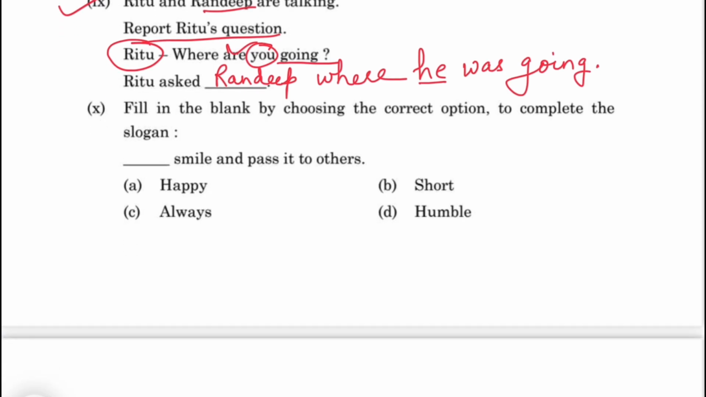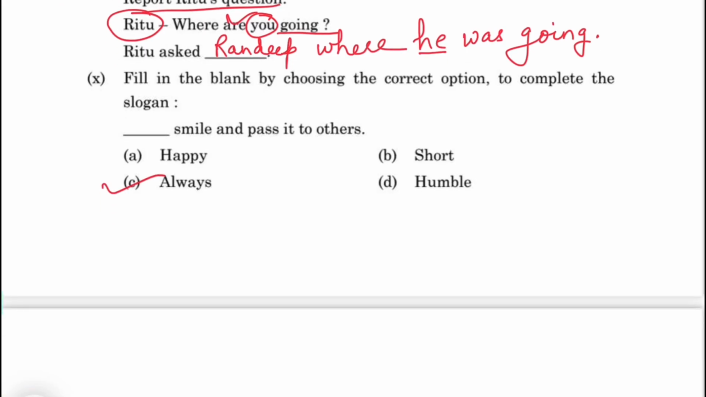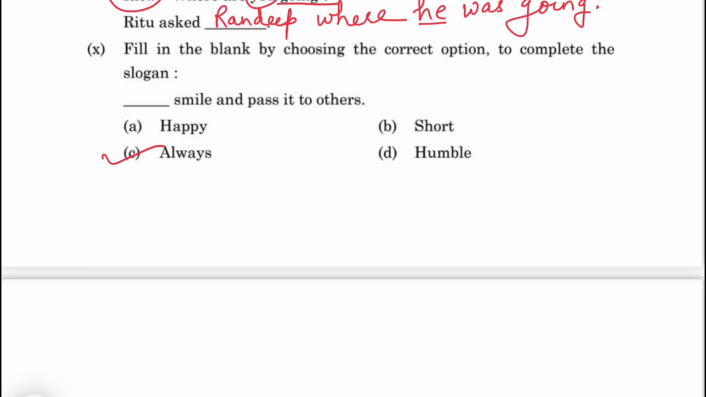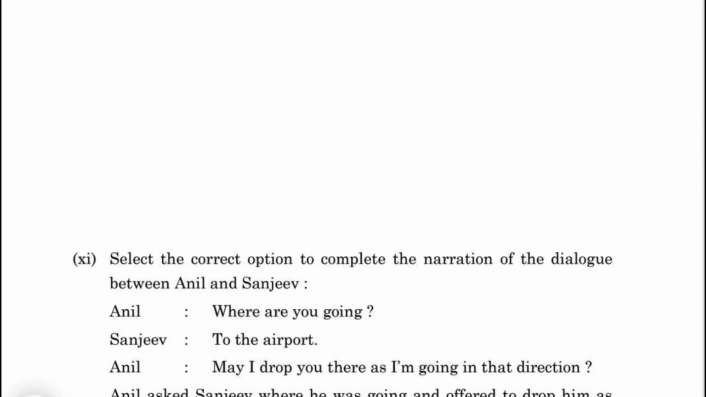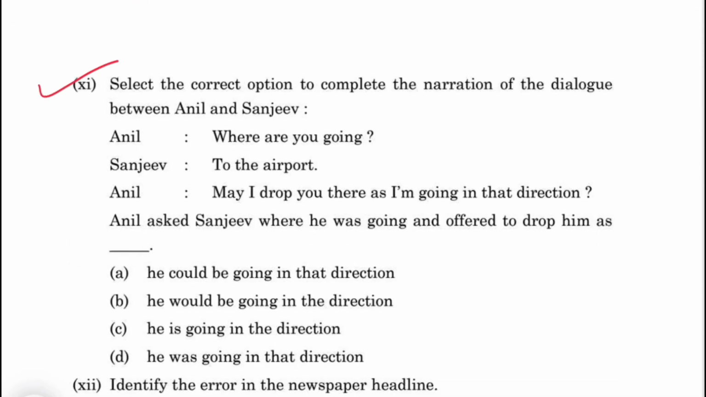Next one is: dash smile and pass it to others. So, always smile and pass it to others. This is the slogan we have to complete. Happy smile, short smile, humble smile, all three are awkward. So we are to choose C.